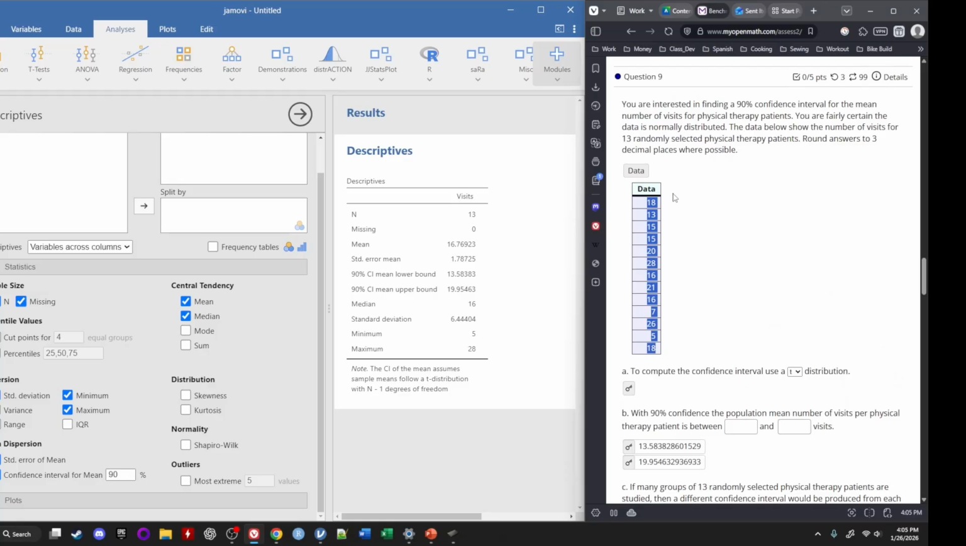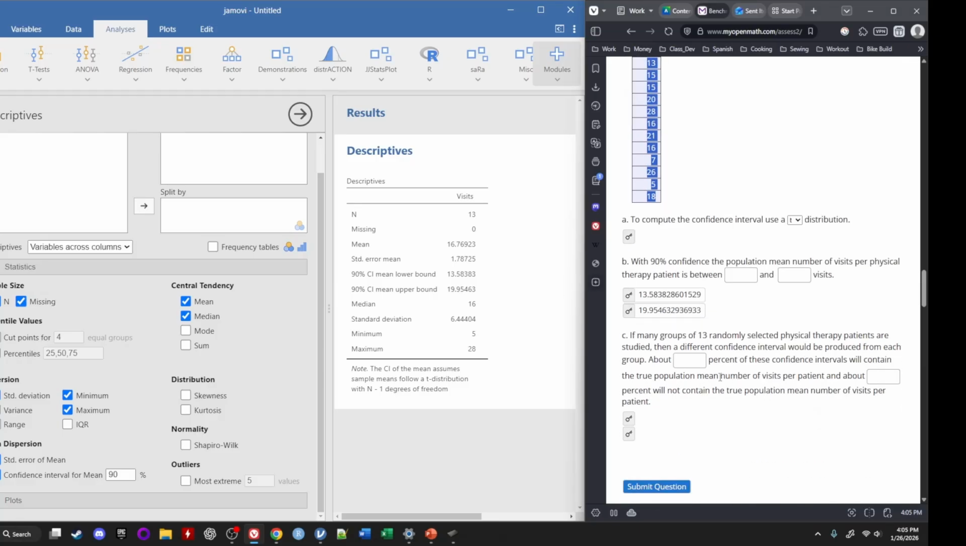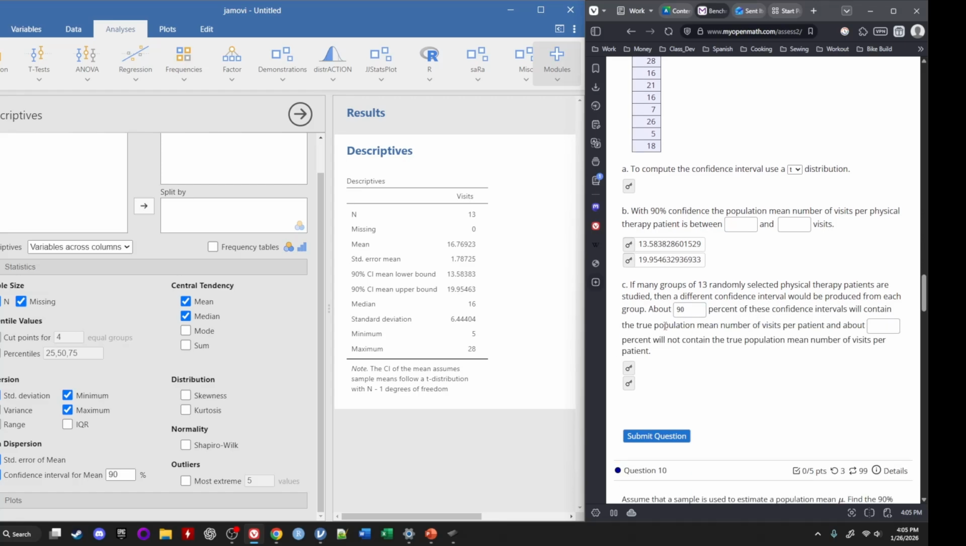So if I went and did another sample of 13 and I took the mean and calculated my confidence interval, it'd be a little bit different. It'd probably be close, but it would in fact be a little bit different. So what this is saying is that if we were to do this a ton of times, let's say a million times, about 90% of those confidence intervals will contain the true population mean number of visits per patient, and about 10% of those will not.